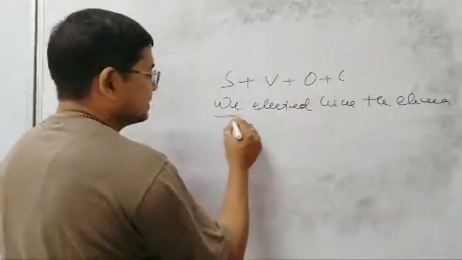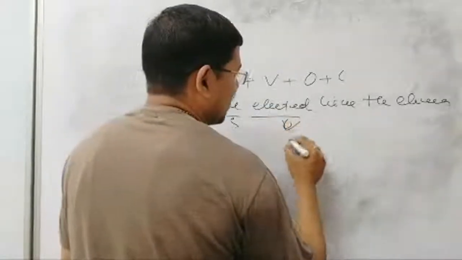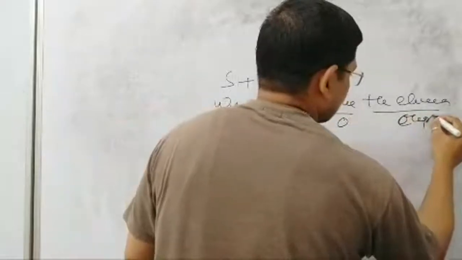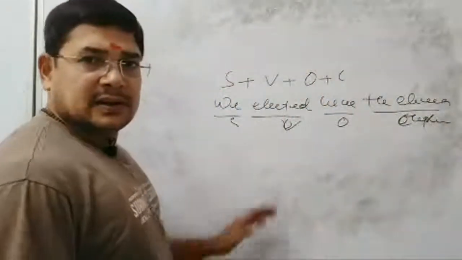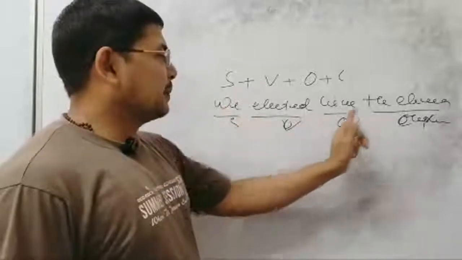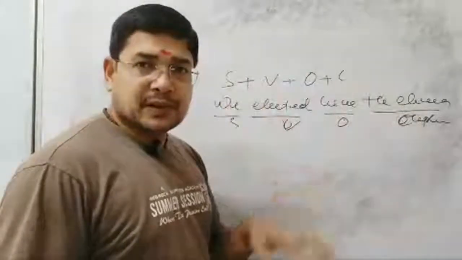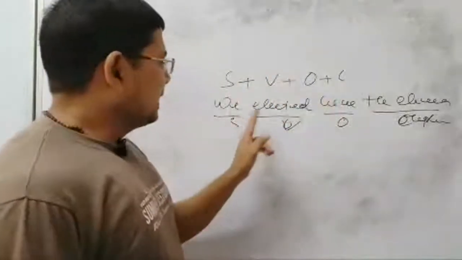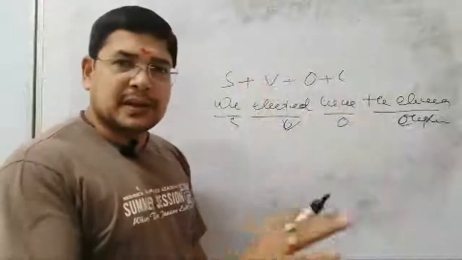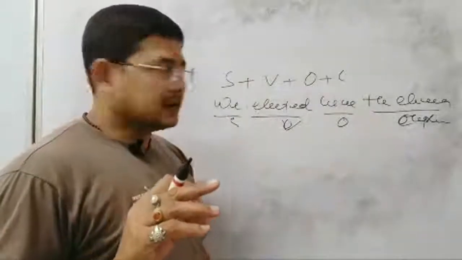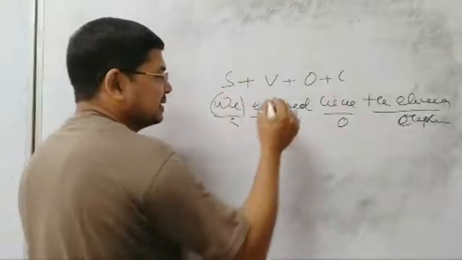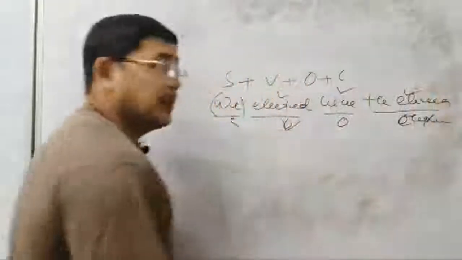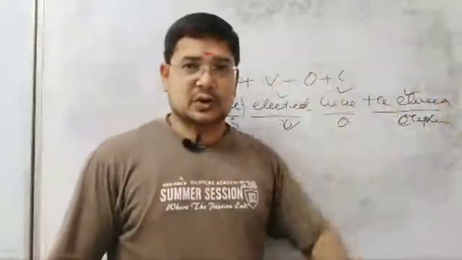What happens? Subject, verb, object and complement. Did you get my point? Subject plus verb plus object plus complement. We elected him the chairman. We is your subject, elected is your verb, then him is the object, and this is your complement. So this is the final structure.